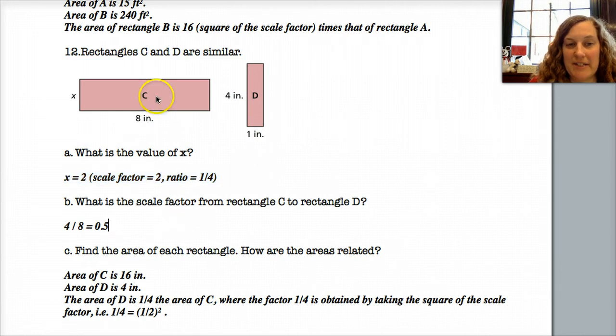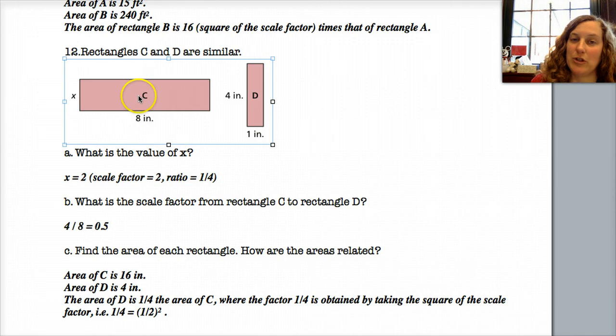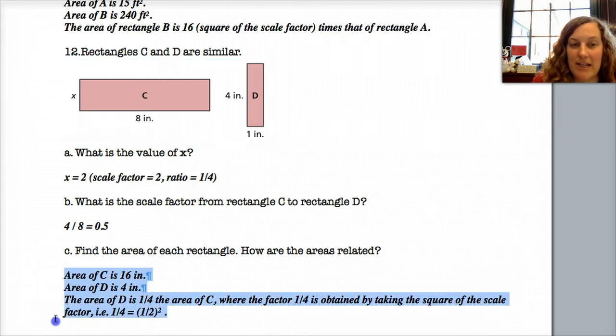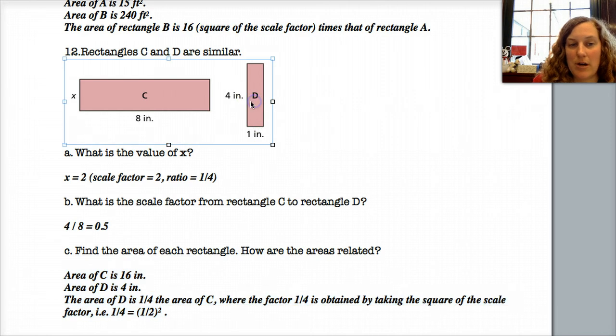What's the scale factor from C to D? Now we're going from the larger to the smaller. So if it's 2 going from the smaller to the larger, then it's going to be 1/2 going from the larger to the smaller. Finding the area again, we're just multiplying. D was 4. 8 times 2 is 16, so we're going from 4 to 16 in area. So 4 of the original smaller rectangles will fit into the larger rectangle, which again is the scale factor squared. Or if you think about it the other way, the smaller one is 1/4 the area of the larger one. And I think that's it.